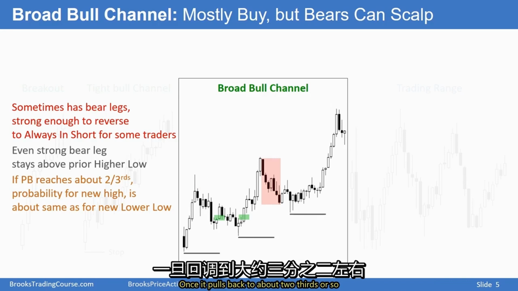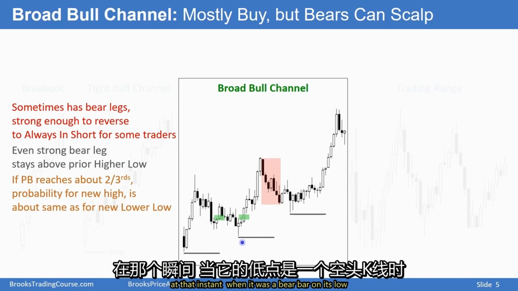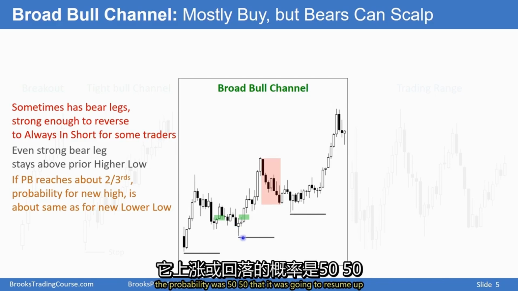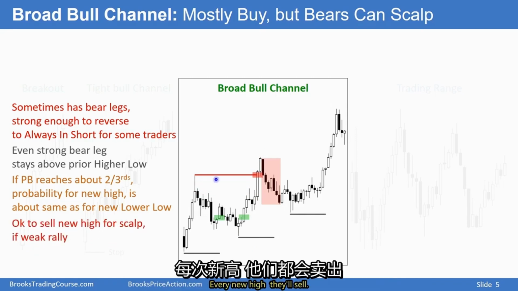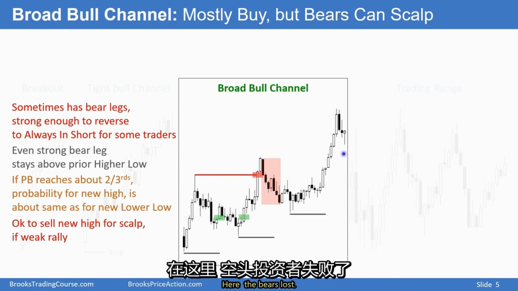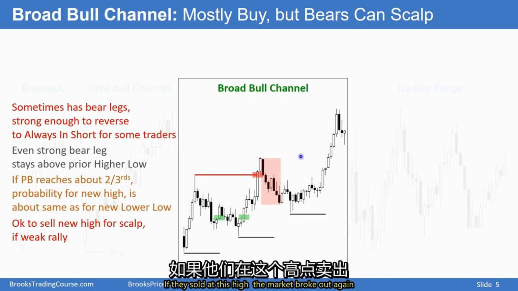However, once it pulls back to about 2/3 or so, at that instant, when it was a bear bar on its low, the probability was 50-50 that it was going to resume up or go back down. A lot of bears will trade the market for scalps. Every new high, they'll sell. Here, the bears lost. If they sold at this high, the market broke out again.